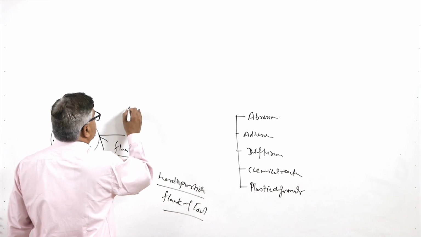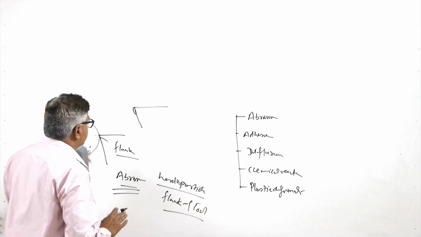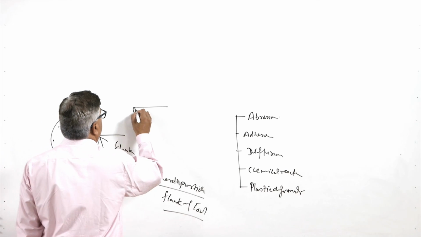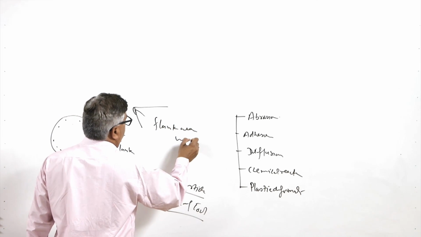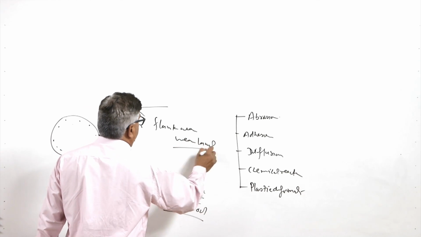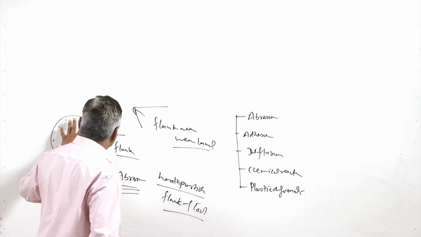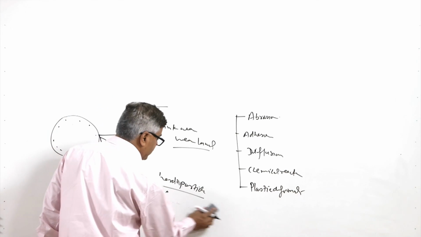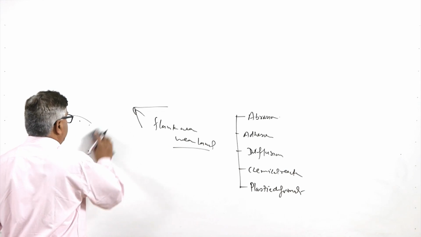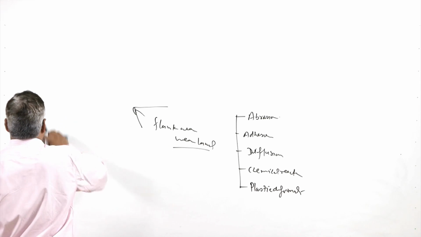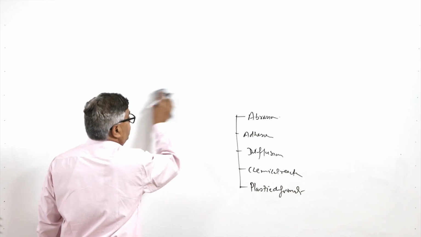Abrasion causes the wear in the flank in the form of flank wear or the wear land. This happens primarily due to the presence of hard particles or hard constituents in the workpiece material, which rub with the flank during machining, and this causes the flank wear.